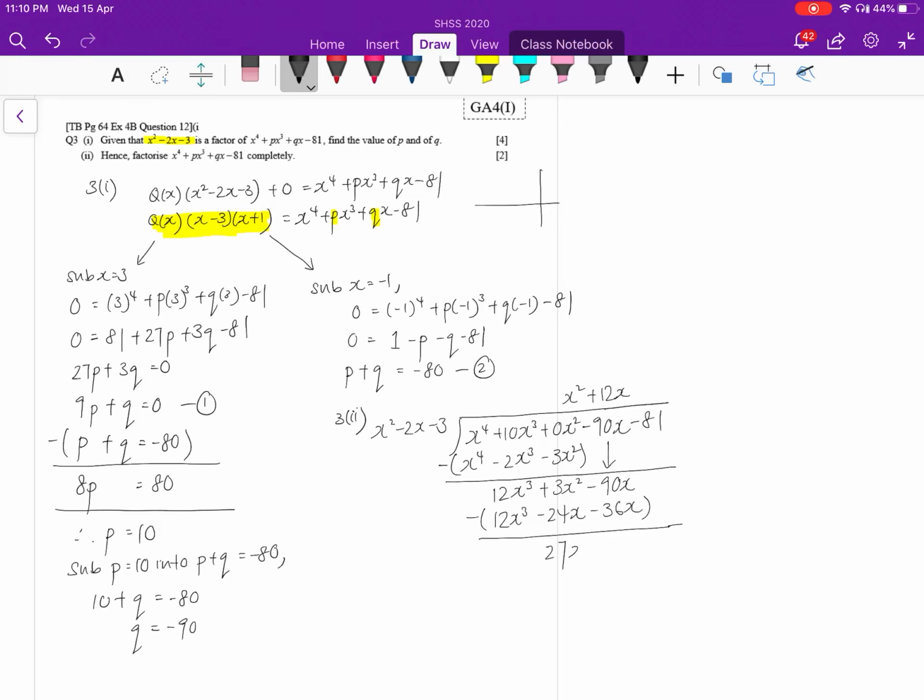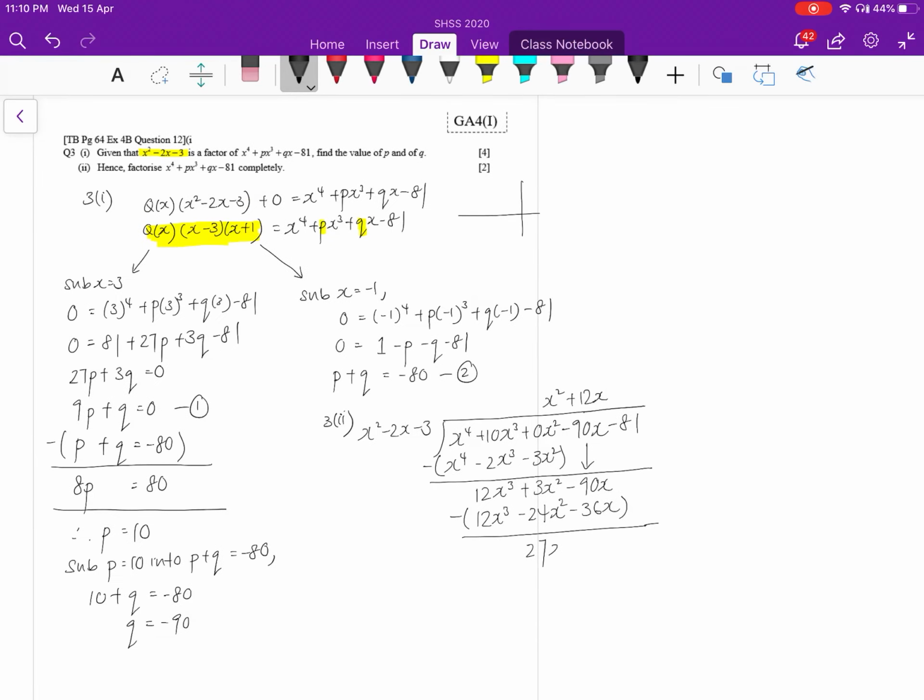Okay, my apologies. So there's a square at the 24. So it's 3x squared minus 24x squared, which is 27x squared. Minus 90x plus 36x, you will get minus 54x. Then bring down the minus 81. To get rid of the 27, you need to add 27 here. So I get 27x squared minus 54x minus 81. Perfect. And I should get a remainder of 0 because it is a factor.